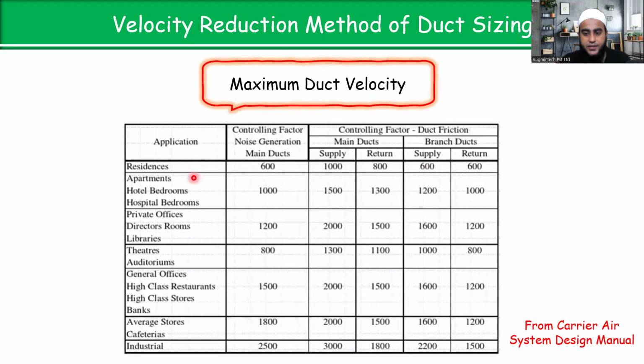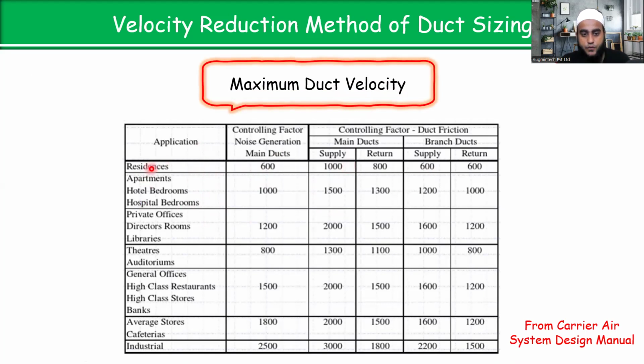This is from the Carrier Air System Design Manual. They have given the velocity range. Here we don't need to go for friction loss now. In the equal friction method, we keep the friction constant at every 100 feet of duct. But in the velocity reduction method, we have to focus on the velocity.